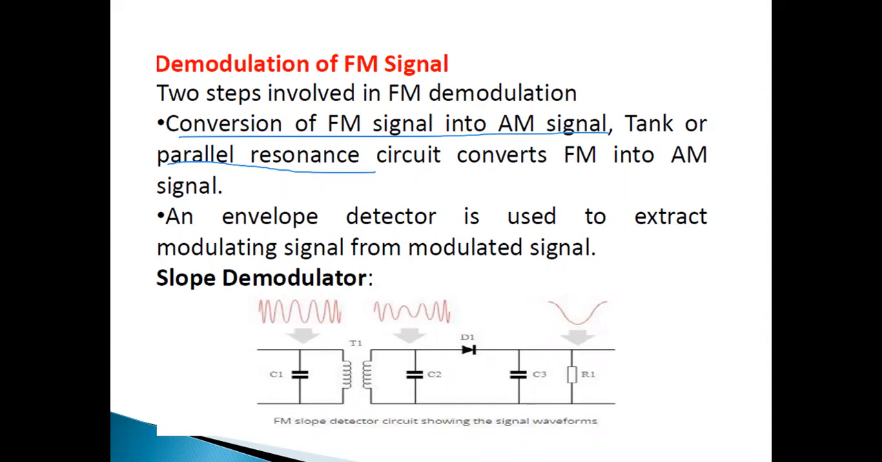For that, consider this parallel resonant circuit. This is the primary winding of transformer 1. Here we are considering a capacitance C1, then C2, diode 1, then C3, then load resistance R1. What is the first step here? Convert the FM into AM by using the parallel resonant circuit.